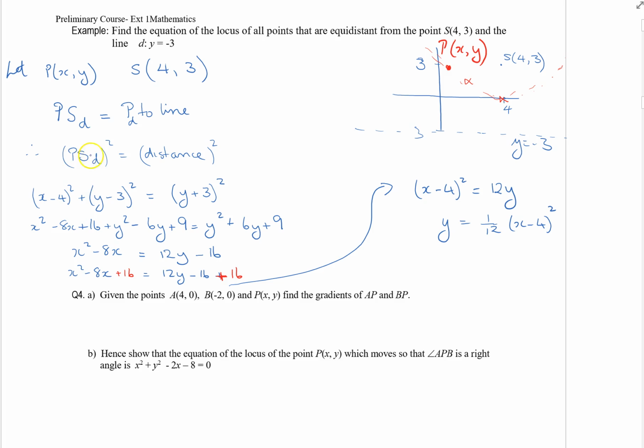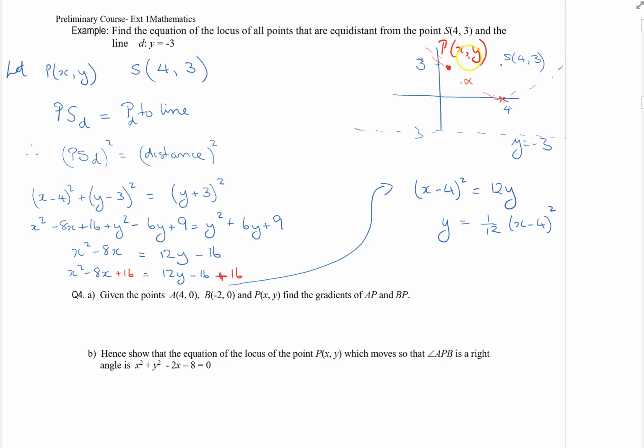The distance from P to S is, well, I think I actually called these x2, y2, x1, y1. So (x2 minus x1) all in the bracket squared, plus (y2 minus y1) all in the bracket squared, is equal to (y plus 3) squared. Now you're probably wondering, where does this y plus 3 come from?